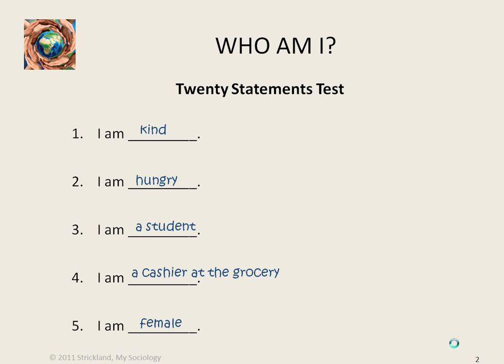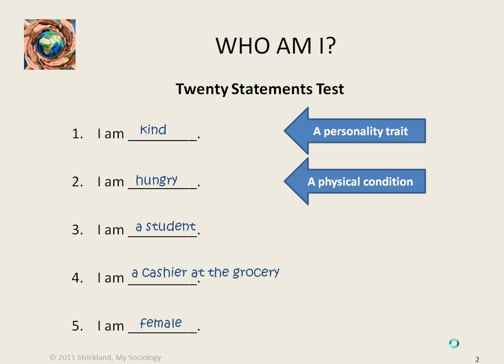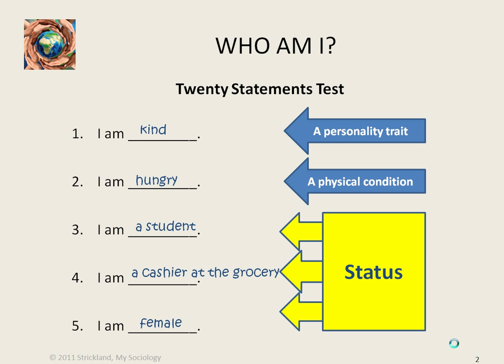When you got done with those statements, you can look back at them and see what kinds of things you've written down. For example, I am kind is an example of a trait. I am hungry is an example of a physical condition. But many of the things that you have written down in answer to the question, who am I, are what we call in sociology status or a status position.